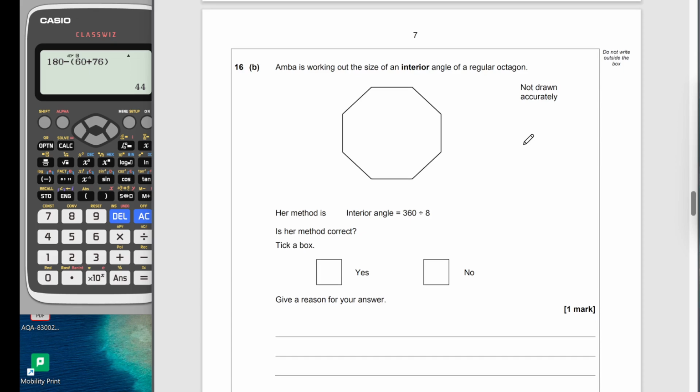Right, question 16. Amber is working out the size of the interior angle of a regular octagon. Her method is, interior angle is equal to 360 divided by 8. Is her method correct? No. That would be the size of the exterior angle.